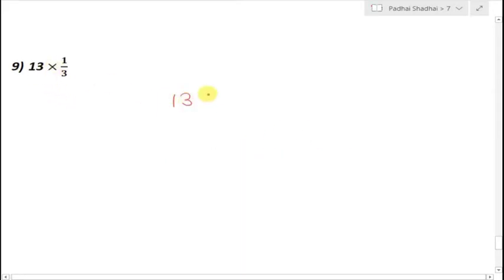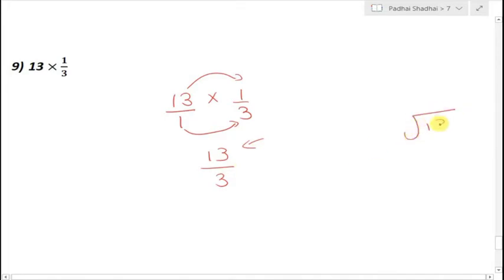13 into 1 by 3, we will put 1 in the denominator of 13. Now 13 ones are 13 and 3 ones are 3. So the answer will be 13 by 3. We will change it into a mixed fraction here again. So let us divide 13 by 3. We will get 3 fours are 12 and 1 will be the remainder. Okay, so 3 will come in the denominator, 4 will go as the whole number, and 1 will come in the numerator. So the final answer will be 4 integer 1 by 3.